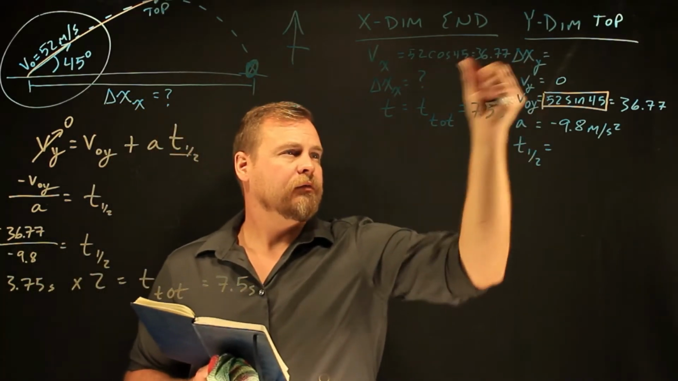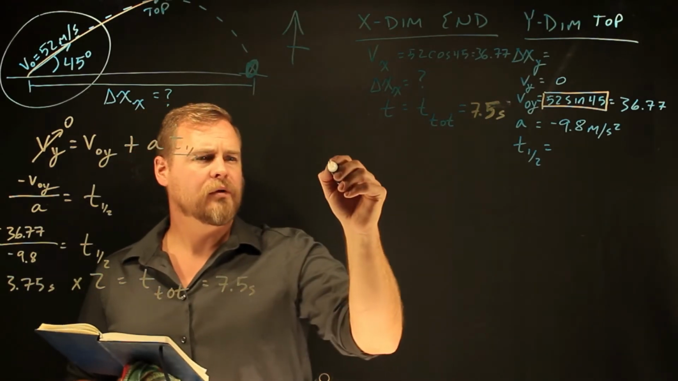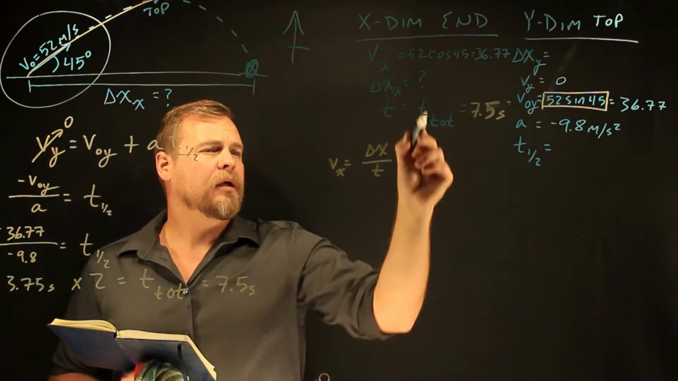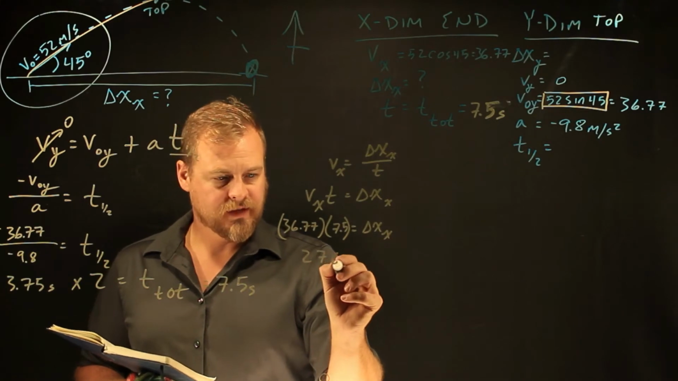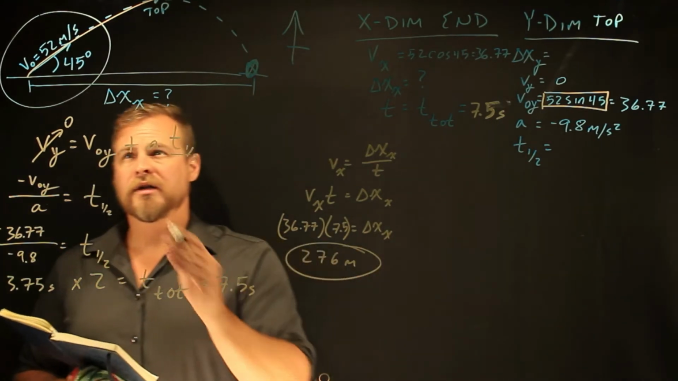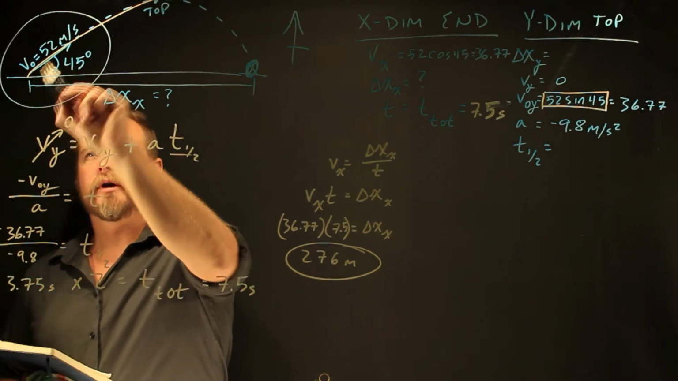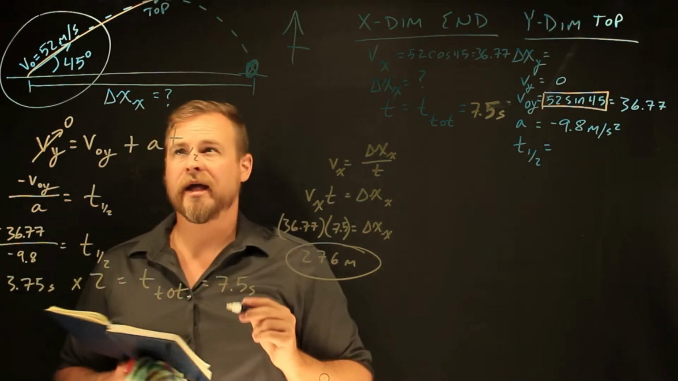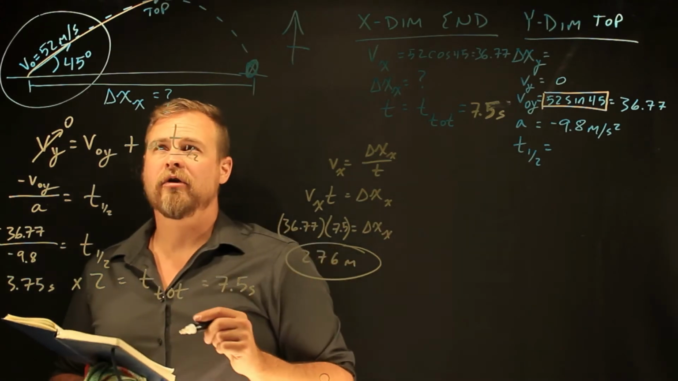And then from there, now I have all the variables I need. So I've got v equals delta x over t. I get 276 meters. And so if I had a launch velocity, the capability of my bow and arrow to go 52 meters per second, and I hit the 45-degree angle, that's kind of like the magical mark. That's how I get objects to go as far as possible.